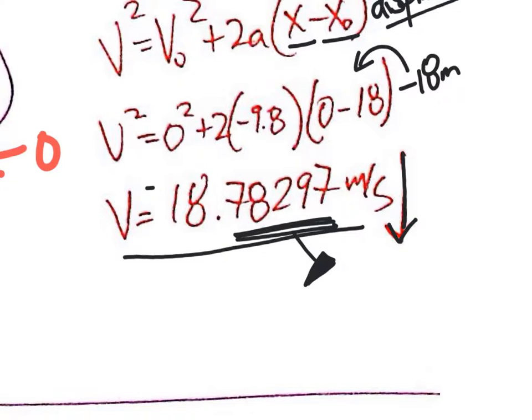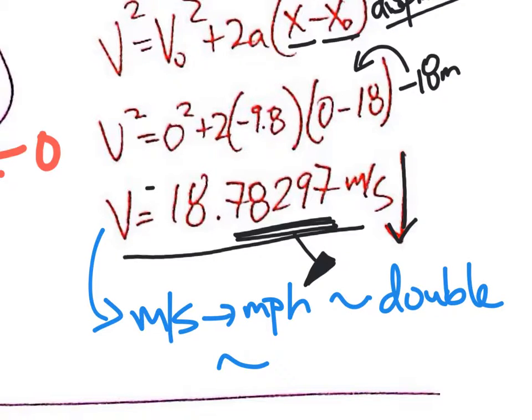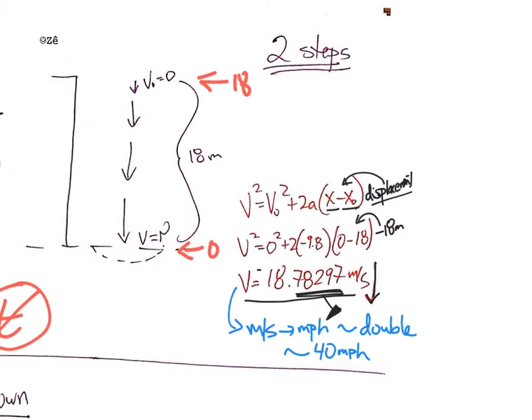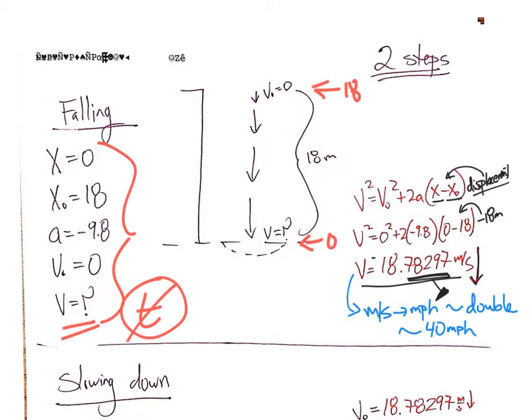How fast is that? Remember, meters per second to miles per hour is approximately double. So we could say, 18, 19, 38. It's probably about 40 miles per hour, just to give you a feel for what that means. All right. So an 18 meter drop, that's almost 60 feet. She'd be going fast. All right, so that's going to hurt if she doesn't hit the net.